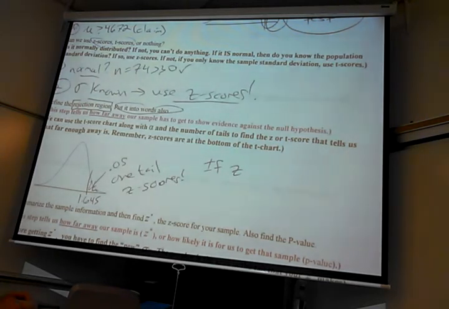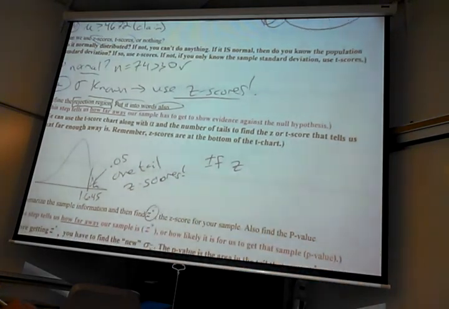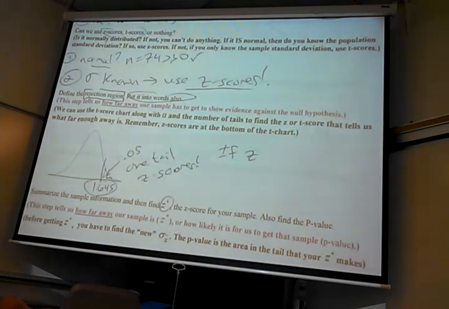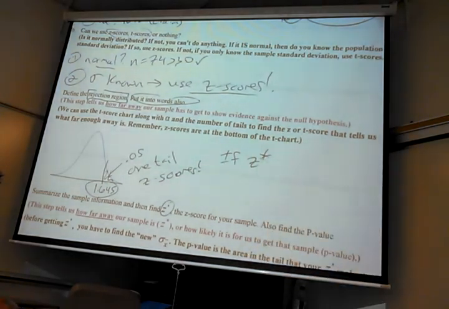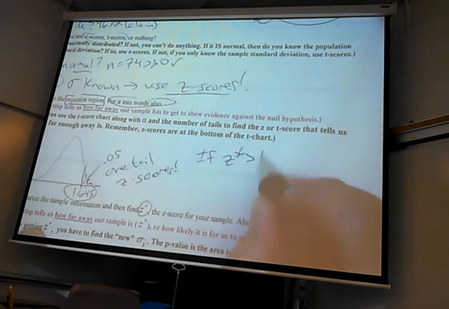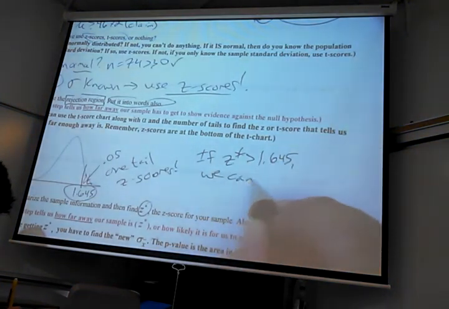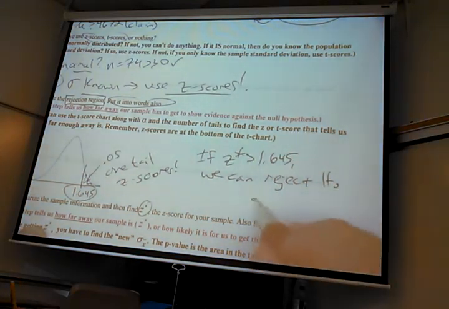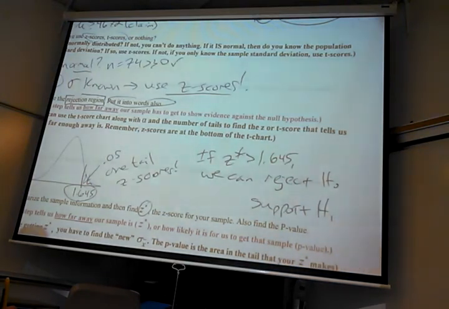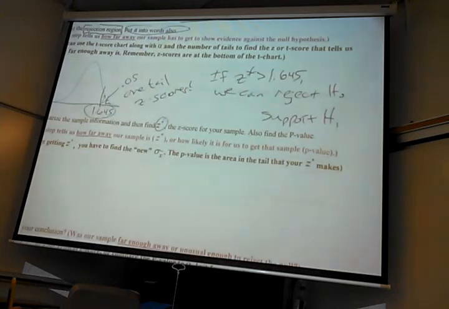Right? So how do I actually say this? The symbol I use is Z star, because there's like a Z score here. So I want to call it something that's Z star. That's the Z score I get from my sample. The book will not say that. This is just a weird thing that I do. So if Z star is more than 1.645, we can reject the H naught. Support the H a, if you'd rather. So just deal with it the way that I say that. But you can reject the null hypothesis and support the alternate hypothesis if you'd rather say that.